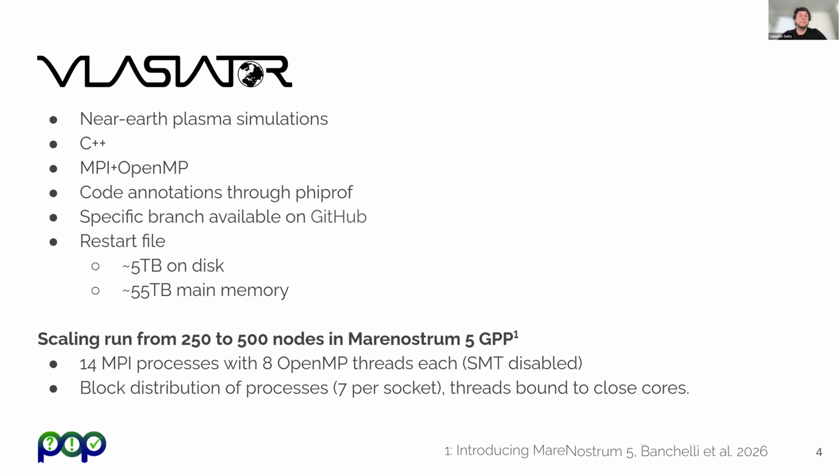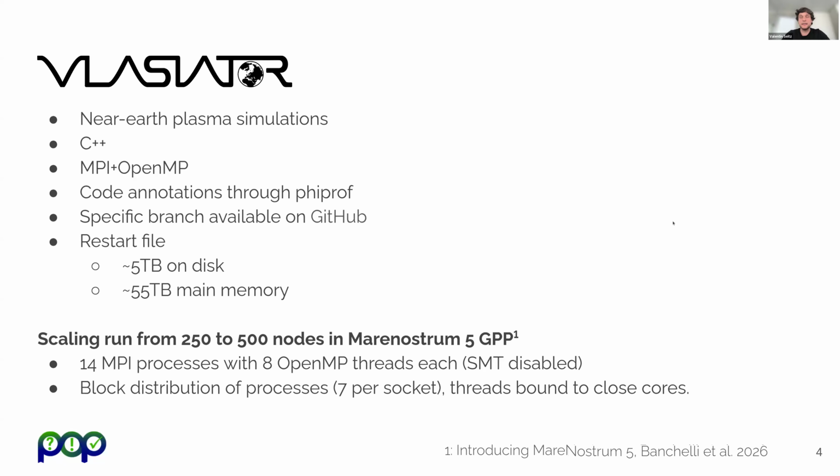Let's talk a bit about Vlasiator. Vlasiator simulates near-Earth plasma. It's written in C++. They do have a CUDA port, but the version I used uses only MPI and OpenMP for parallelism, so a typical hybrid code. They have annotations available and timing measurements available through PhiProf, which is a library they use.